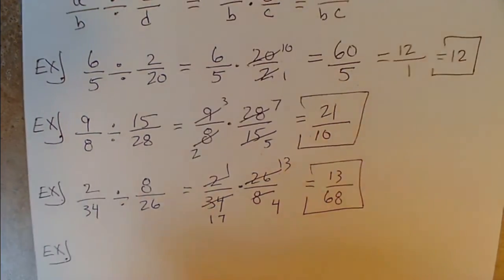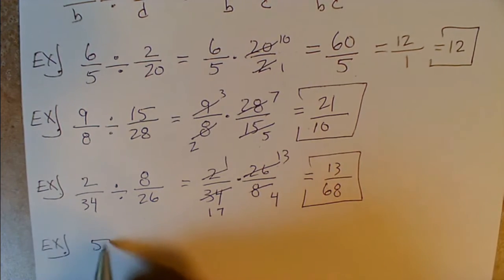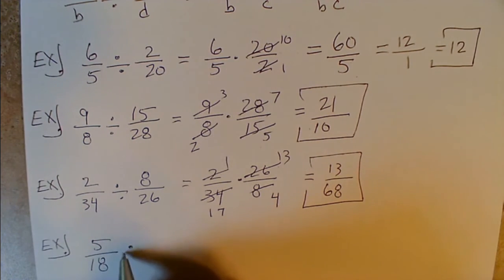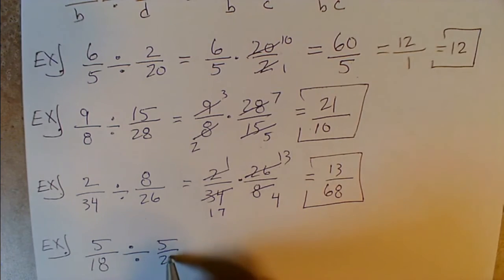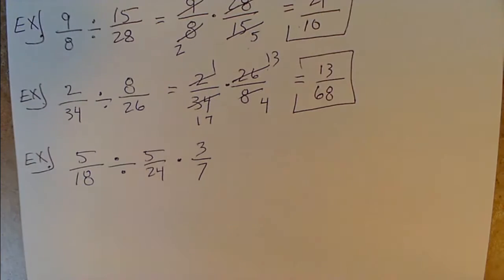So I guess really the only thing left to say is what happens if you have multiple multiplications and divisions. So for example, what if I had 5 over 18 divided by 5 over 24 times 3 over 7. Now remember how multiplication and division work in the order of operations, right? The order of operations, please excuse my dear Aunt Sally. There's no parentheses here, there's no exponents here, so I don't have to worry about please and the excuse, but I do have to worry about my and dear, multiplication and division.